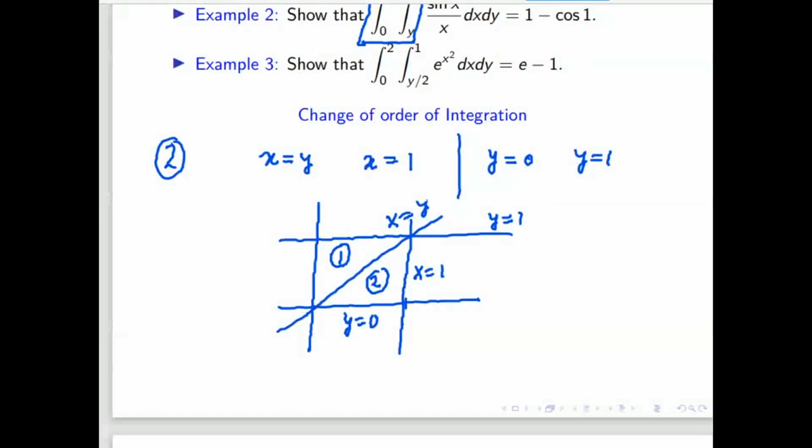If such a question comes or you want to change the order of integration, you have to identify the region clearly. If you make a mistake, then definitely your answer will not be correct. So this number 2 is the region where we have to integrate. It is bounded by all these 4: x equal to y is this line, x equal to 1 is this line, then y equal to 0 and y equal to 1. So this is the region of integration.